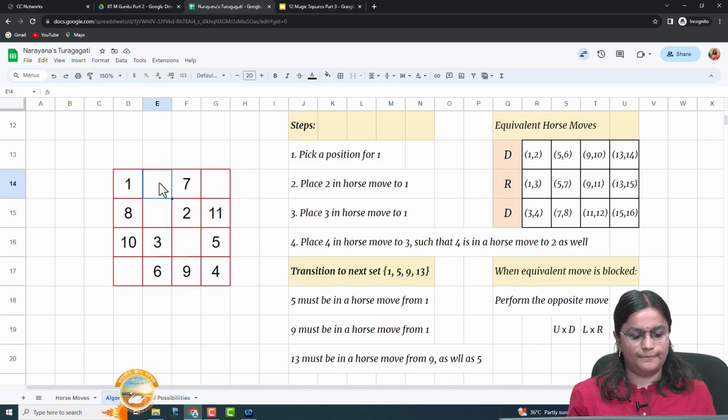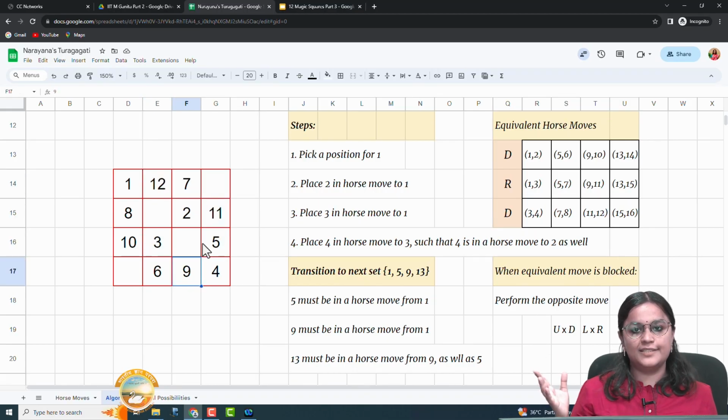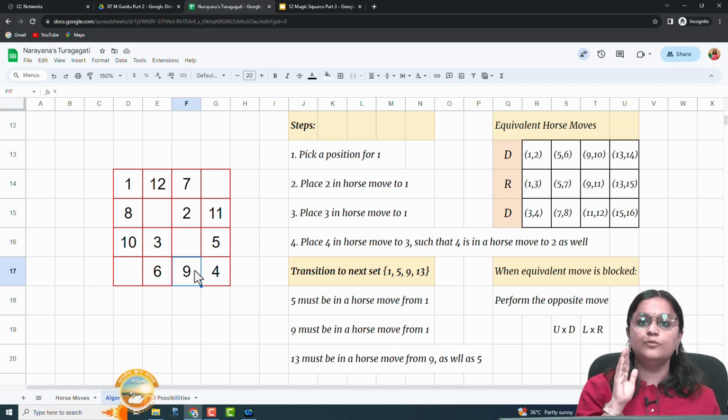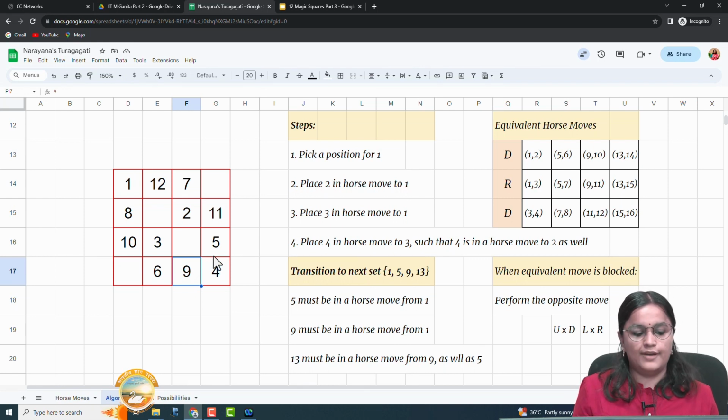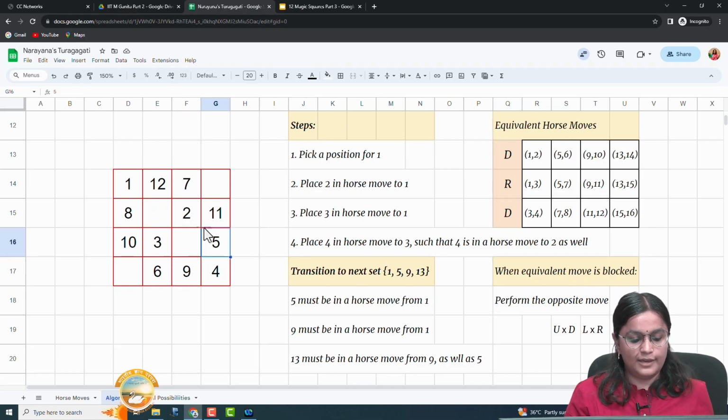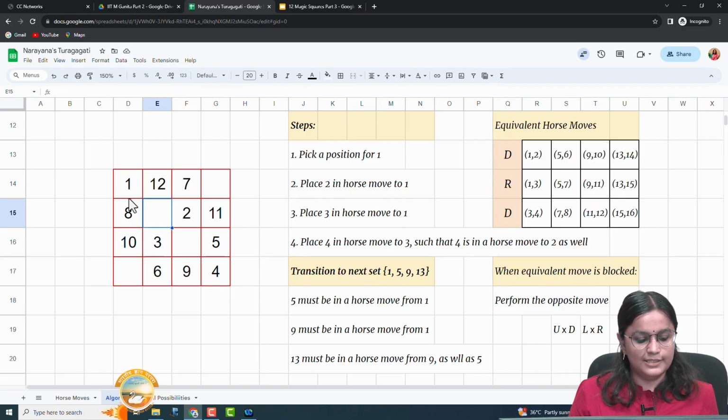number 12. Now, moving to our next step, we begin with the digit 13. 13, 14, 15 and 16 are the last 4 numbers we must place, and the rule tells us that 13 must be in a horse move from both 9 as well as 5. So, let us try finding a place for 13. If we go this way from 5, we can place 13 here, and with 9 also this criteria qualifies, which gives this as the correct place for 13.